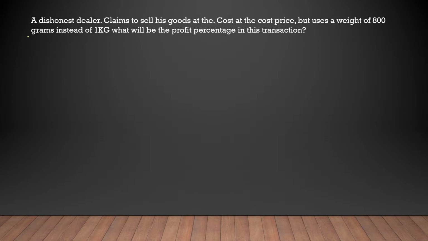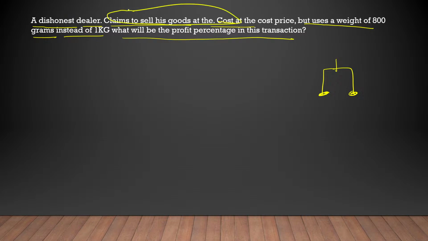A dishonest dealer claims to sell his goods at the cost price, but he uses a weight of 800 grams instead of 1 kg. What will be the profit percentage in the transaction? That means, let us take, I am having a weighing machine. What he is saying is, he is claiming to sell the goods at the cost price. That means, if I am buying them for 100 rupees, assume I am the seller.